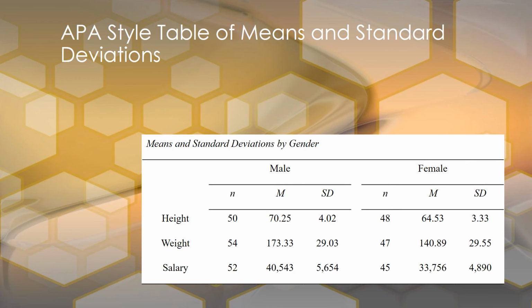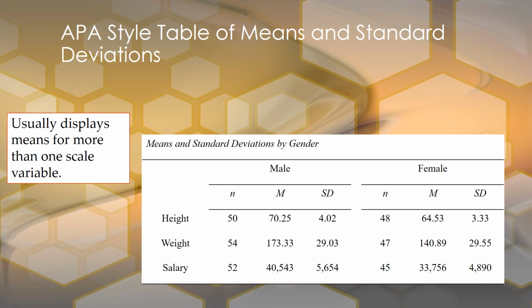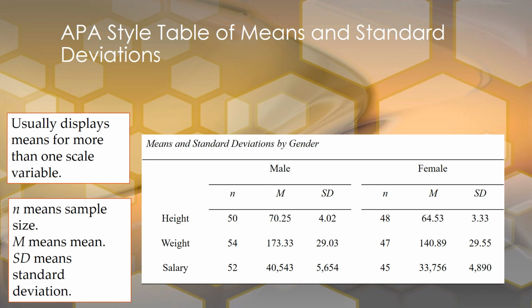Here's an APA style table of means and standard deviations. If you notice some things about it, we're usually going to have more than one scale variable in our study, so we're usually going to display means for more than one scale variable at a time. And the N indicates sample size, the M means mean, and the SD means standard deviation, and all these are italicized. And then you notice that we have it separated by males and females. And that ends this video.